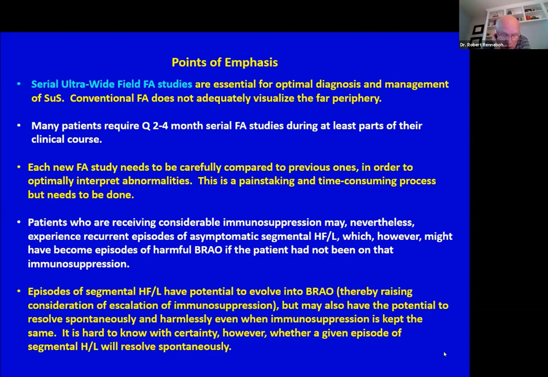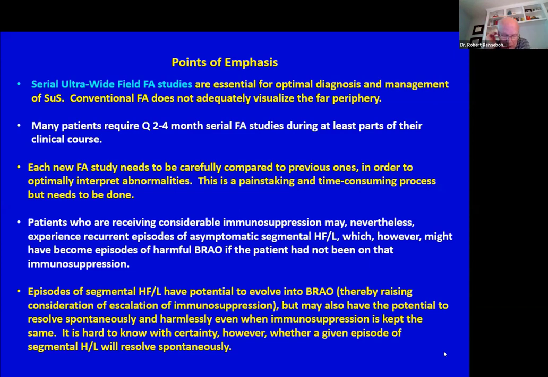Many patients require every 2 to 4 month serial FA studies during at least parts of their clinical course if they're having lots of difficulty with the retinal component. Each new FA study needs to be carefully compared to previous ones in order to optimally interpret abnormalities. As you can imagine, this is a painstaking and time-consuming process, but it needs to be done.